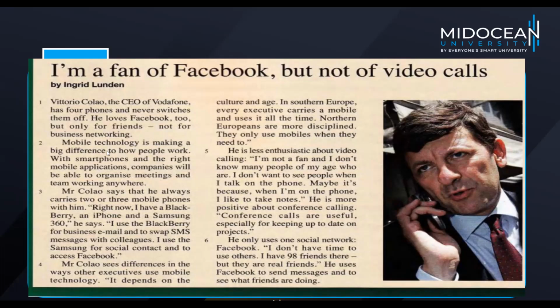Mobile technology is making a big difference to how people work. With smartphones and the right mobile applications, companies will be able to organize meetings and team working anywhere, as we use them currently.